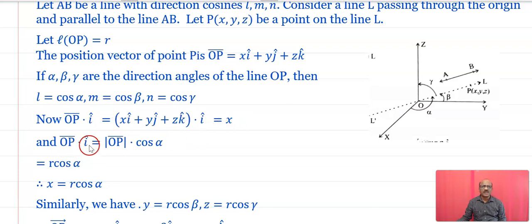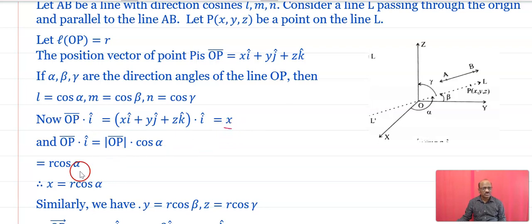Next, OP bar dot i cap. We apply the definition of the dot product, that is the product of their magnitudes and the cosine of the angle between them. Therefore OP bar dot i cap equals the magnitude of OP bar times cos alpha, and the magnitude of OP bar is R, so OP bar dot i cap equals R cos alpha. We also have the value of OP bar dot i cap as x.